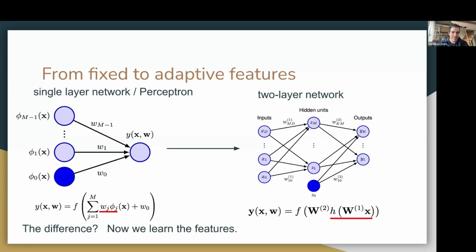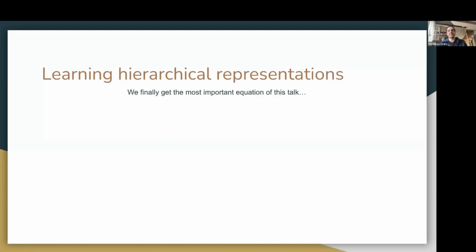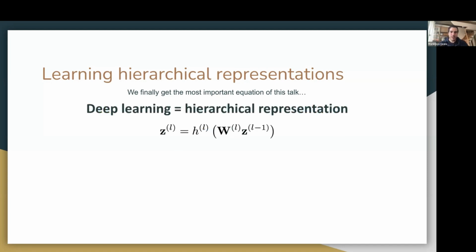I made a question here, but I already told you the answer. And this is what is bringing us to the main equation in this talk. Let's retrieve the initial question: what is deep learning? Deep learning is hierarchical representation, or better, learning hierarchical representation. We already introduced the word hierarchical representation, which means essentially that we build layers of features where the features at a given layer are a composition of the features of the layer coming before.